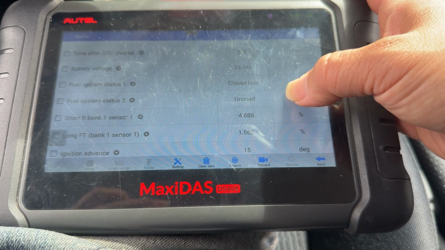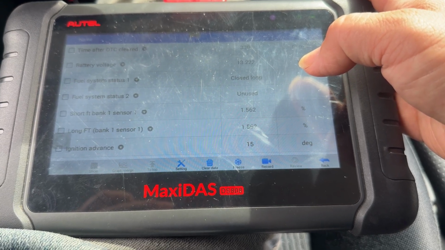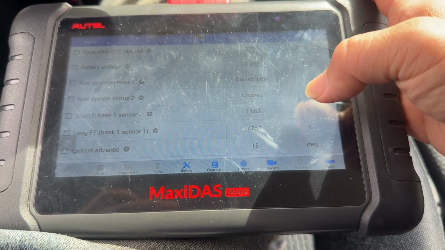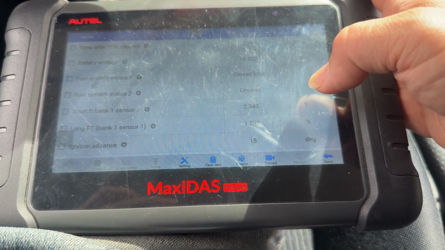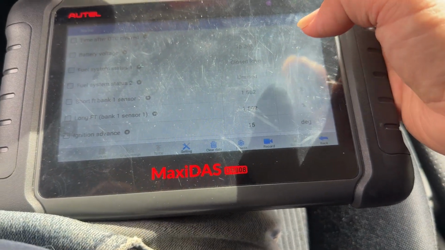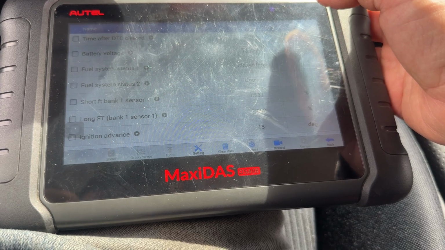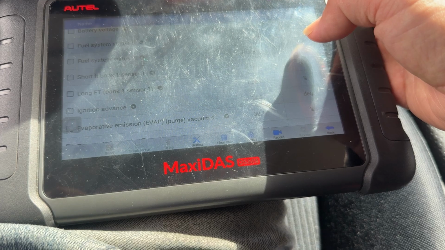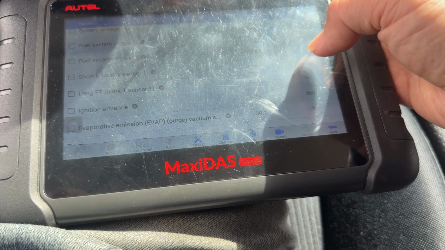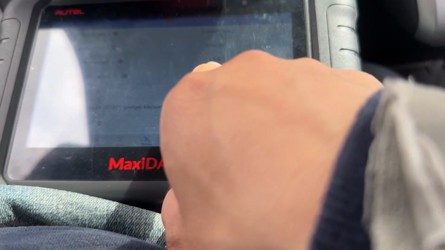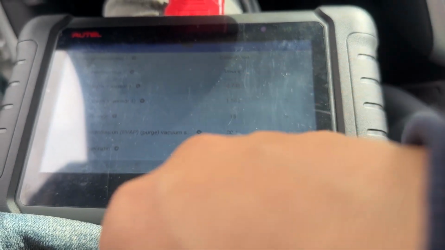Closed loop, short-term fuel trim is 0. Long-term fuel trim is 1.57. So this is the short-term and long-term fuel trim. The short-term fuel trim is 1.5%. Long-term fuel trim is 1.5%.